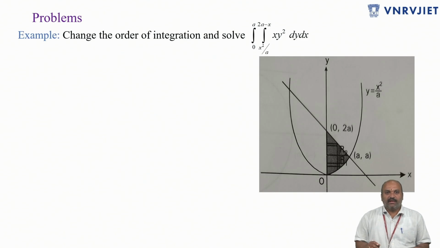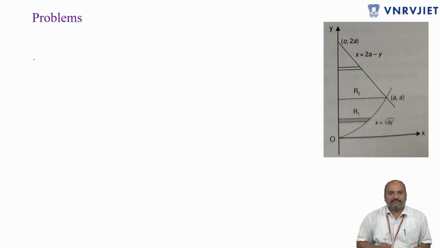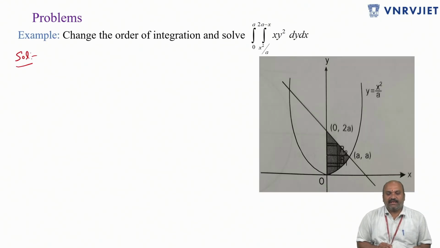Let's see a problem. Change the order of integration and solve: integral 0 to a, integral x square by a to 2a minus x, xy square dy dx. Here we have to evaluate this integral by changing the order of integration.